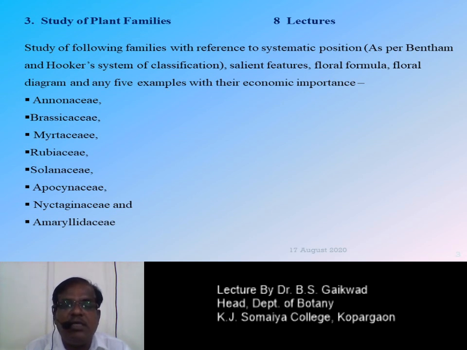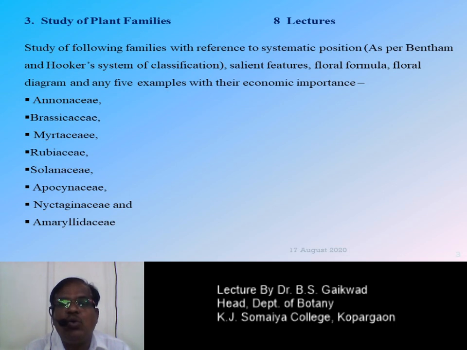Then lastly, at the center of the floral diagram, there is a need to draw the TS of ovary, that is the nature of gynoecium. That is, if it is monocarpellary or bicarpellary or tricarpellary, whatever it may be, depends on that. The nature of this gynoecium must be drawn at the center of the floral diagram.